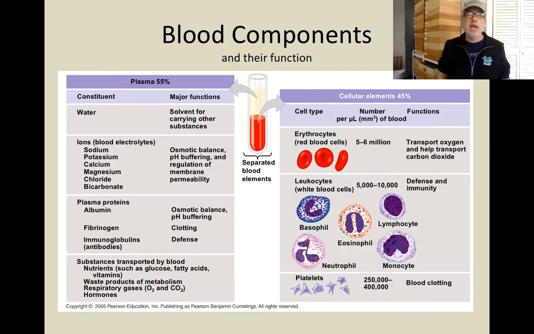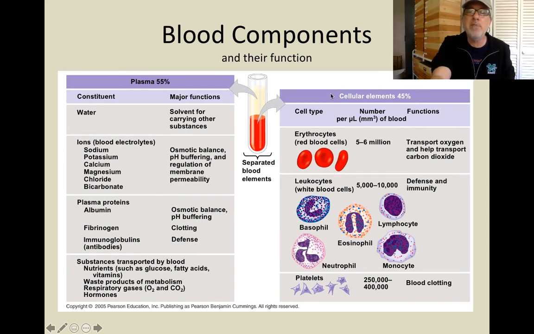So here is a diagram of blood, and you can see that on this side we have the 55% of the blood that is plasma, and if this is 55%, this purple box over here is 45%. And the plasma is full of water, ions, plasma proteins called fibrinogen, immunoglobulins, albumin, and then substances transported by the blood, such as the nutrients that your cells need, waste products of metabolism, respiratory gases, hormones, etc.